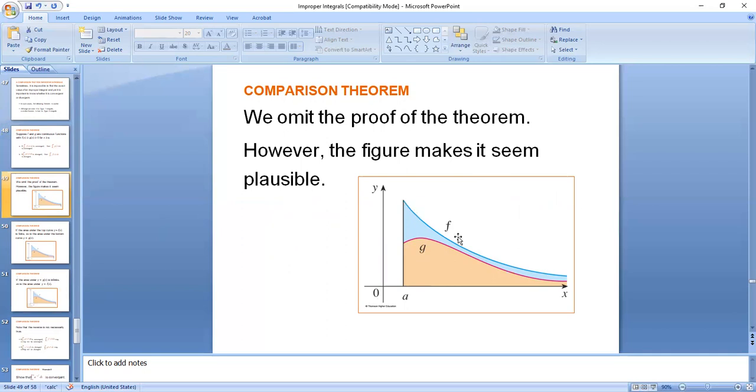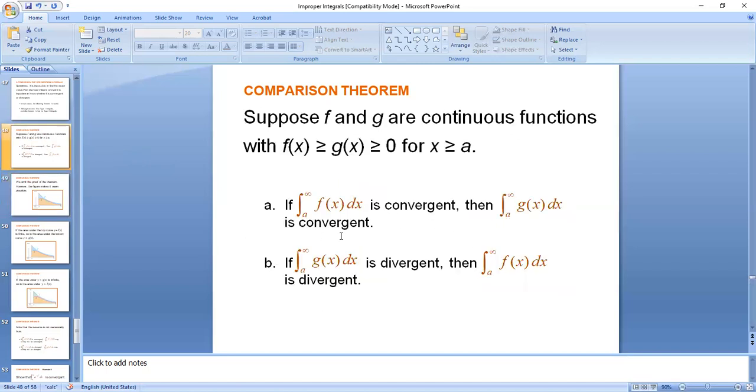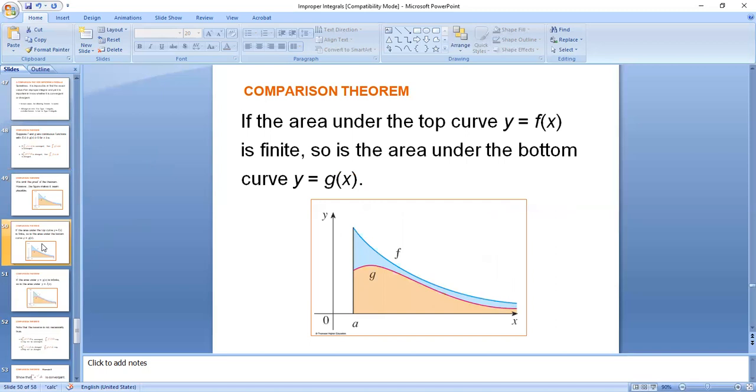Your function f of x, this is your curve, and this is your g of x. So in terms of coverage, in terms of area, the function f of x really has a bigger area than g of x. If the integral of this function is evaluated from a to x, where x is approaching infinity, and f of x is convergent, g of x is also convergent. Okay, we go to the second term.